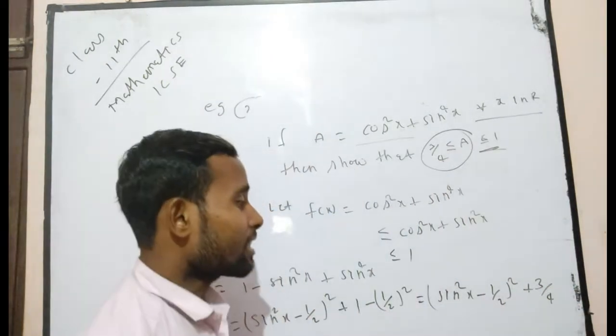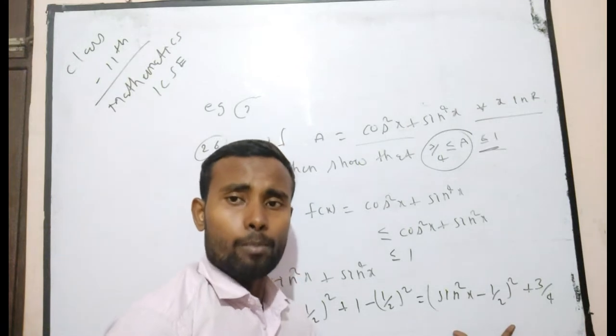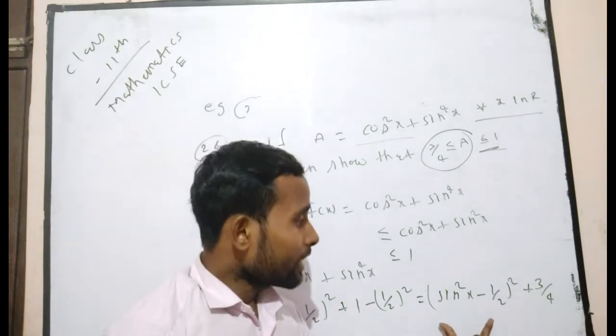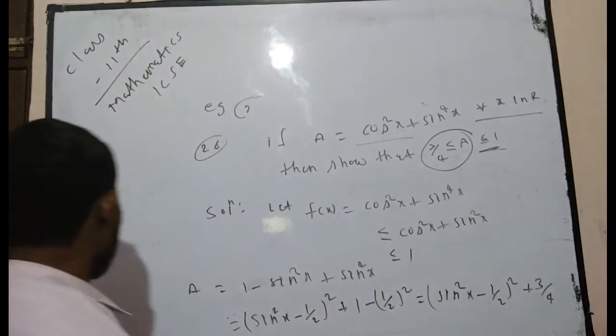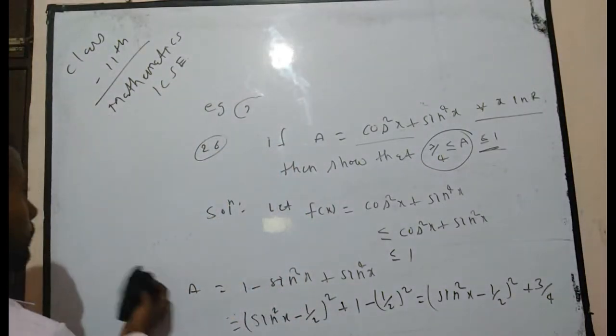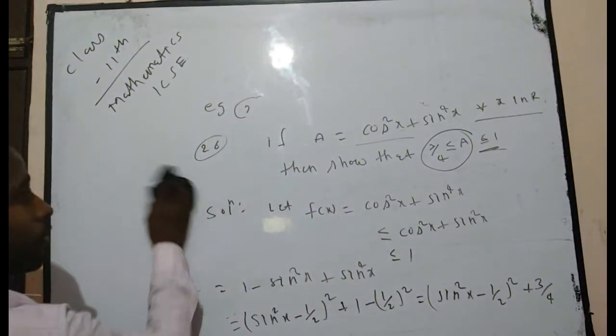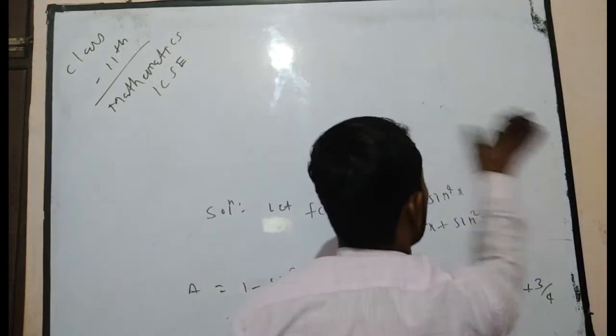As you know that its minimum value will be 0. So in case of minimum, its minimum value will be 0. So you can say that. Now I want to prove the above part.